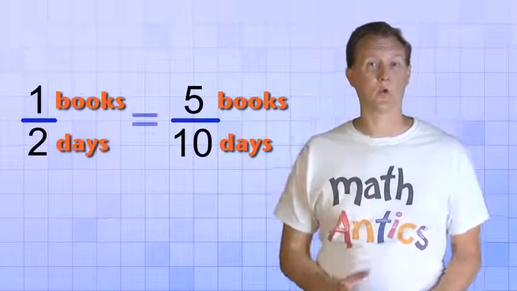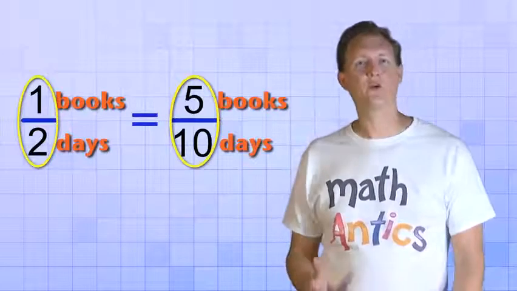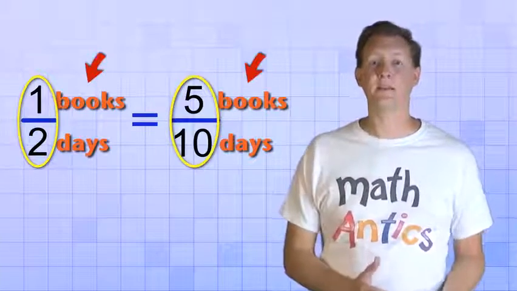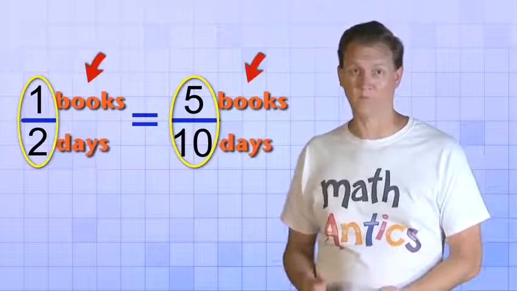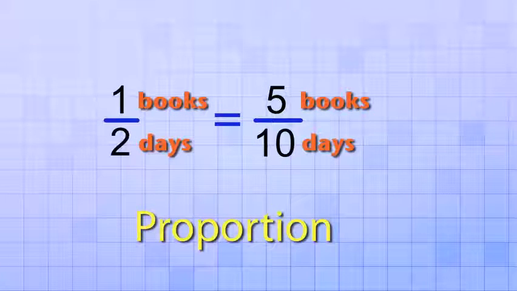And one thing that's really important to remember. In order for two ratios to be equivalent, they not only have to have the same value, they also have to have the same units. That is, they have to be representing the same thing on top and on bottom. Let me show you what I mean. This is a proportion because the top numbers both refer to books and the bottom numbers both refer to days.